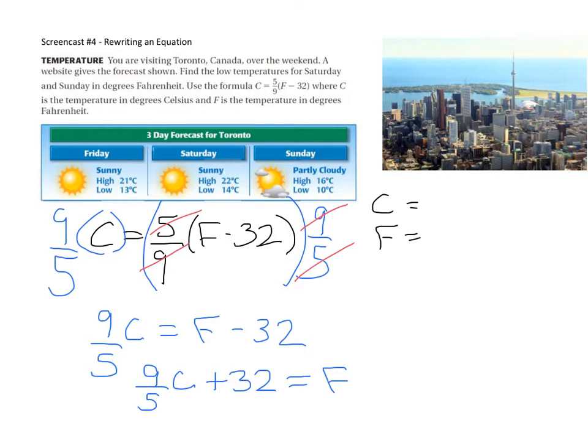But we have to now answer the question. And the question is, find the low temperature for Saturday and Sunday in degrees Fahrenheit. You know what, to save on time, I'm just going to find the low for Saturday. So let's see here. Here's Friday, here's Saturday, here's Sunday. Here's Saturday. Okay, we got to do this one. The low in Celsius on Saturday seems to be 14 degrees Celsius. So now if we want to use our brand new formula in order to calculate that, no problem whatsoever. All we need to do is figure out which one we're solving for. We're solving for F. So we don't know F, but we do know C. It's 14.